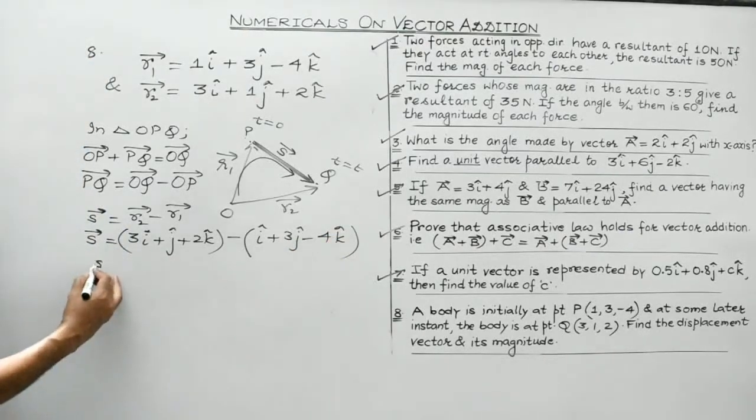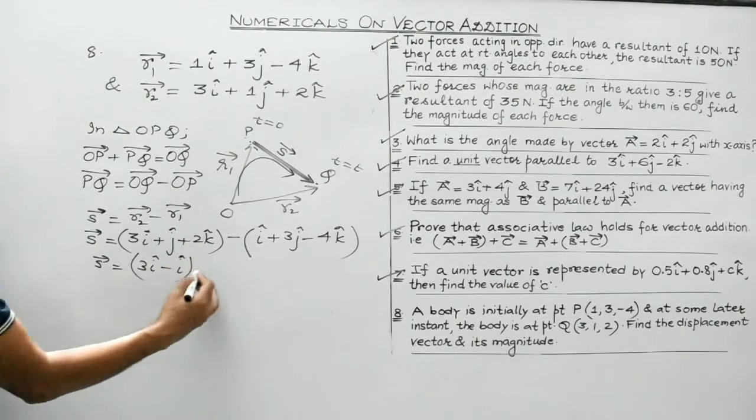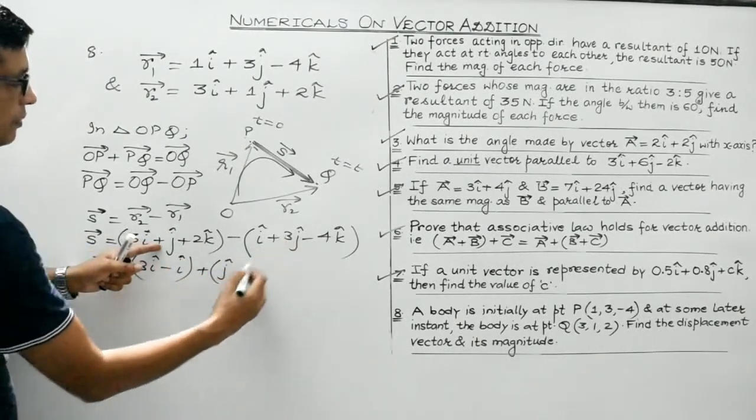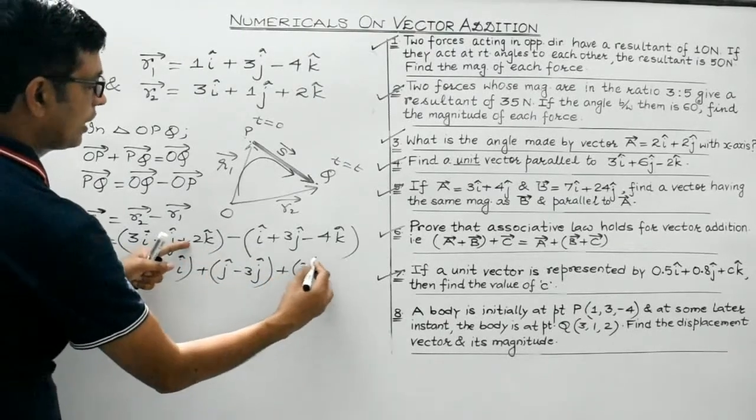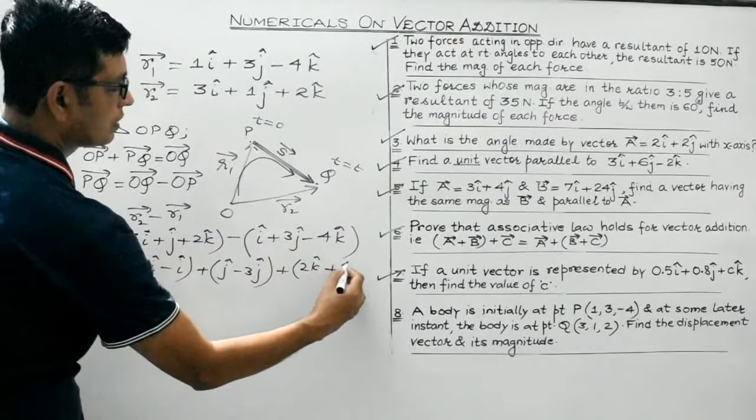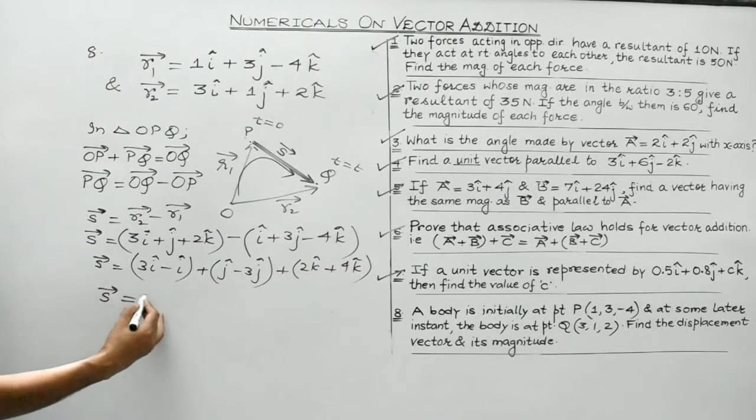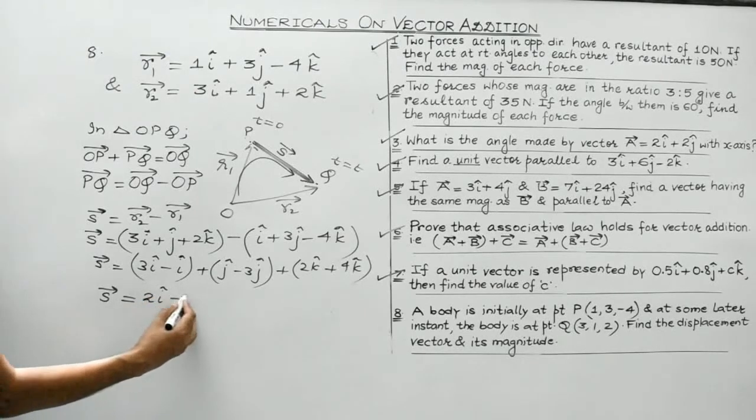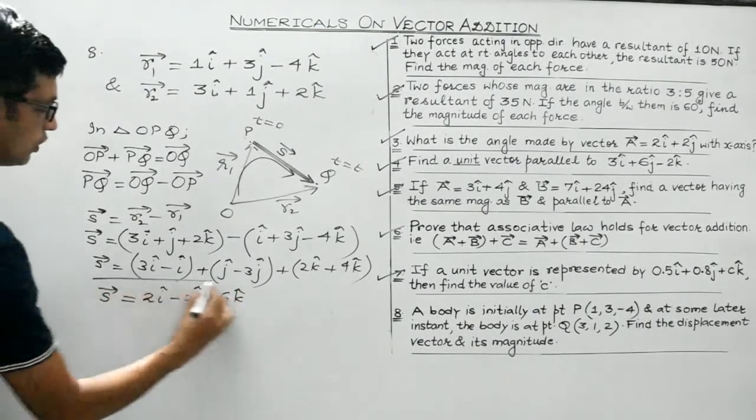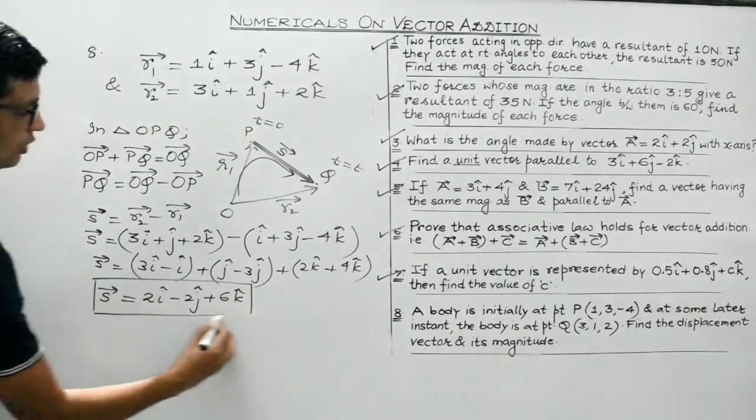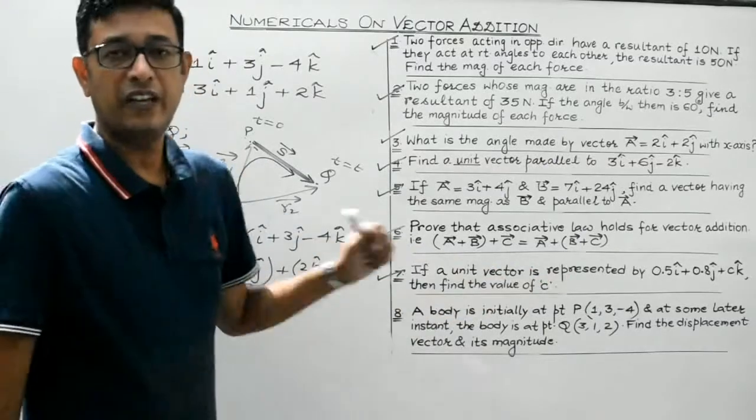So let's rearrange the like terms. So what do you get? 3i cap minus i cap plus j cap minus 3j cap plus 2k cap minus, it will become plus 4k cap. So the displacement vector is given by 2i cap minus 2j cap plus 6k cap. So students, this is the answer of the first part. That is, we have obtained the displacement vector.